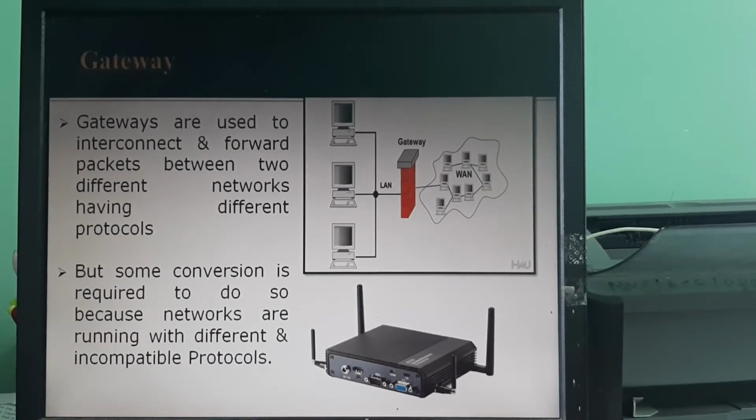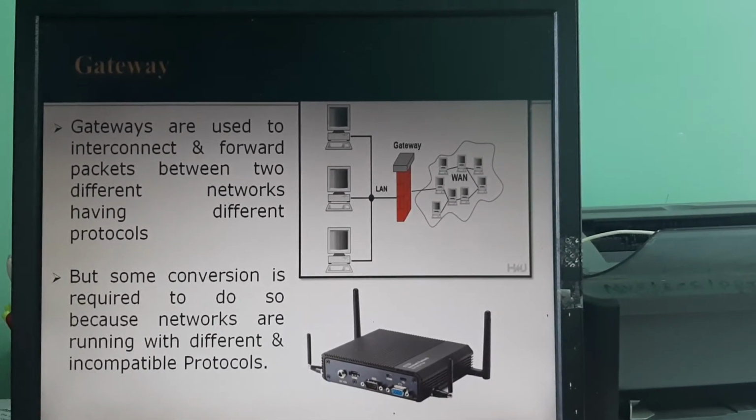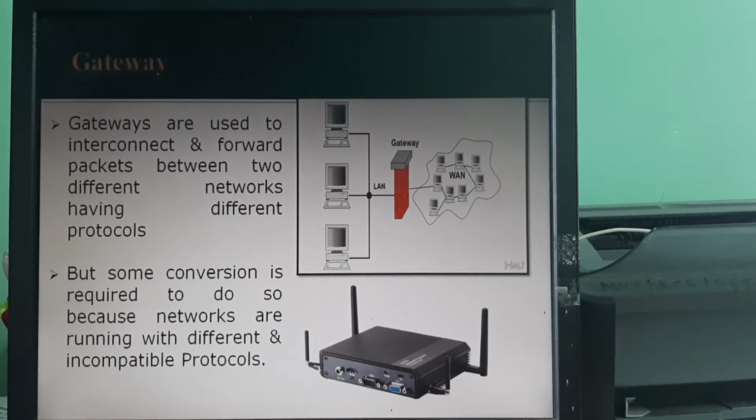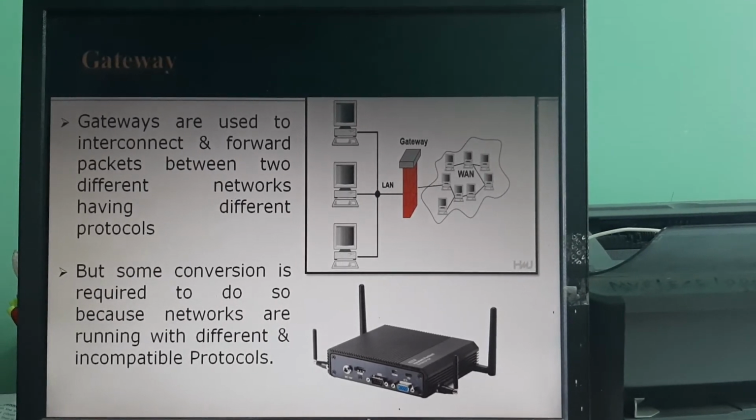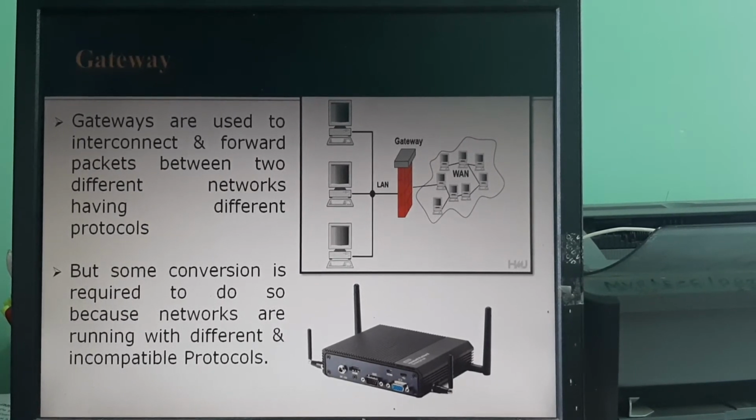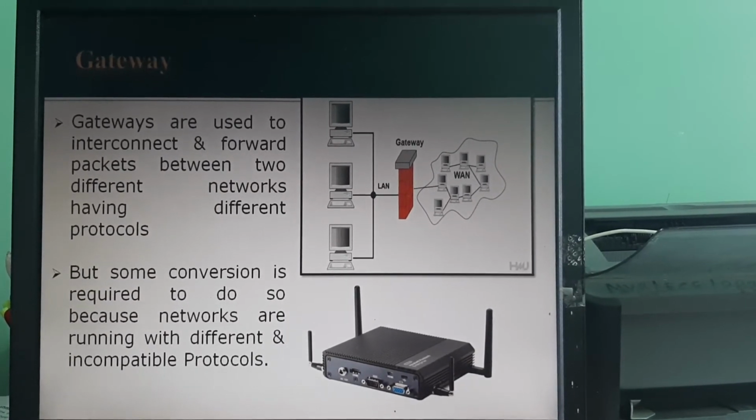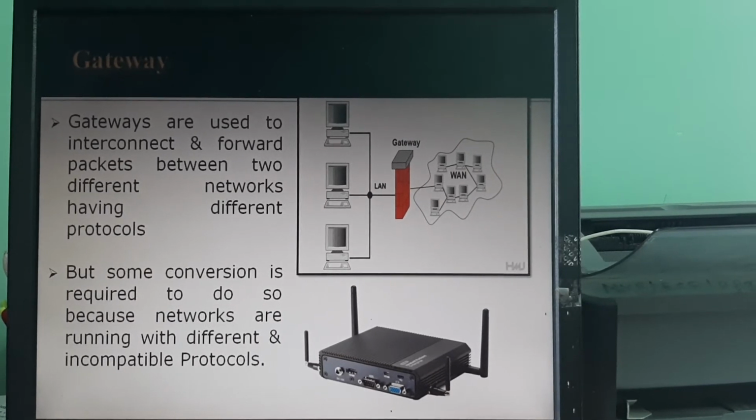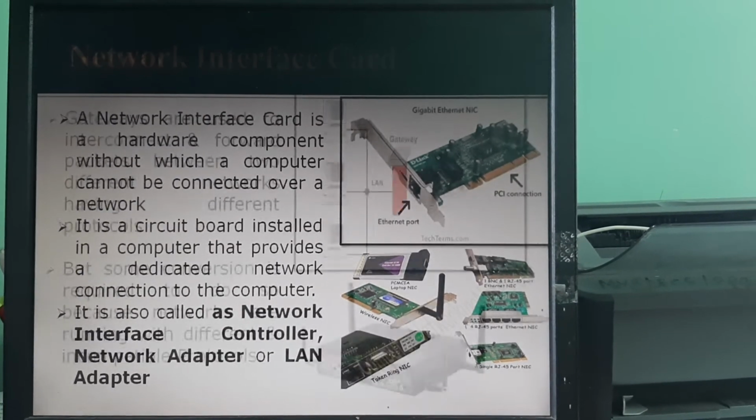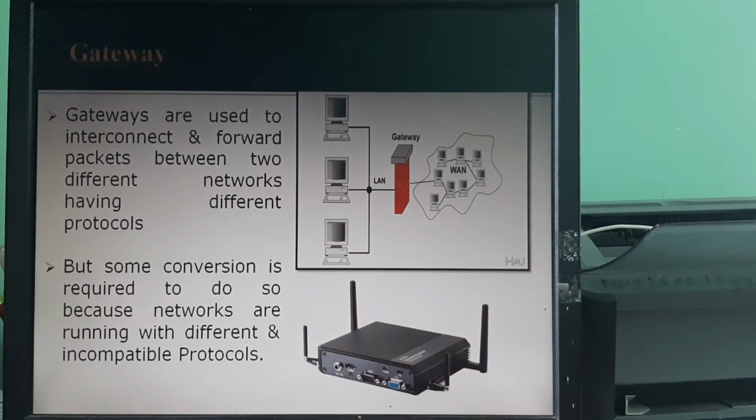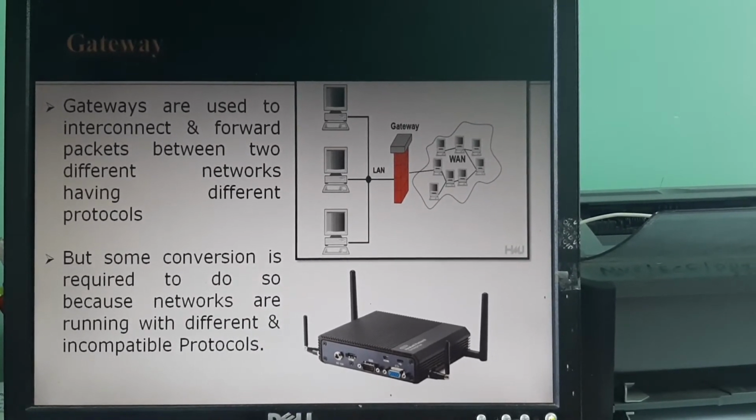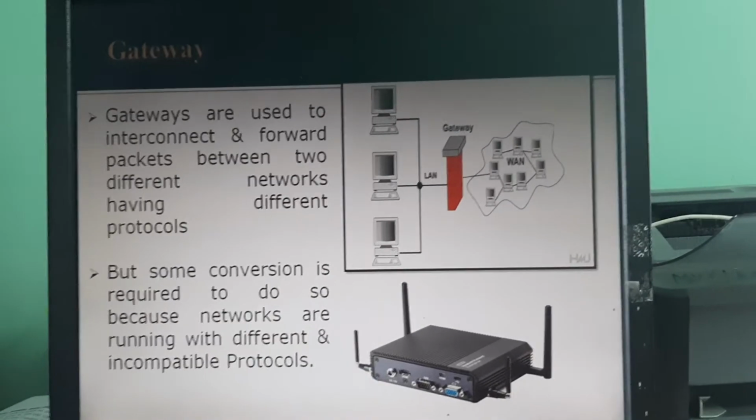A protocol is nothing but a set of rules that are fixed to receive or to transmit data. If two different networks are using two different protocols and you want to interconnect them with each other, we use gateways. There are basically three types of gateways: email gateway, GSM gateway, PAT gateway. Here you see in the diagram that the gateway is given at the bottom.